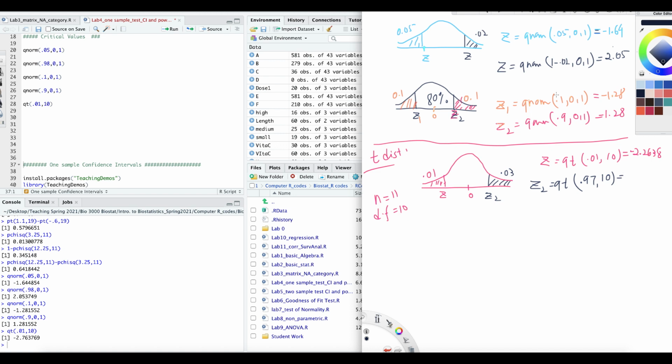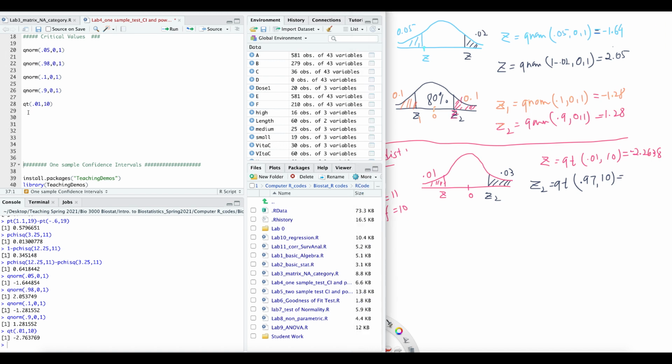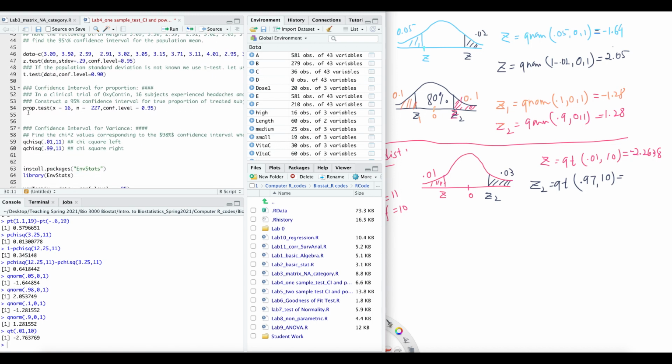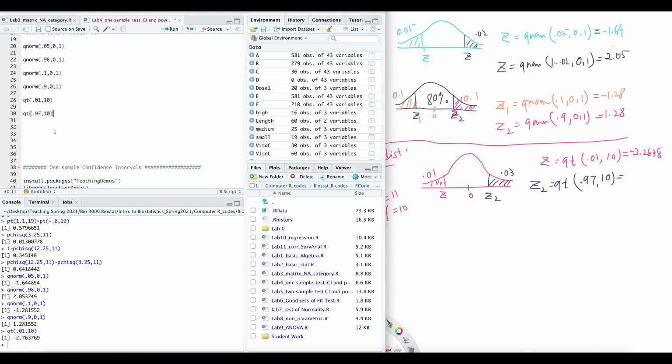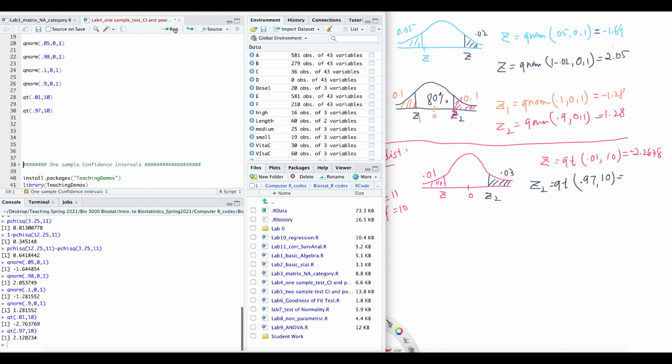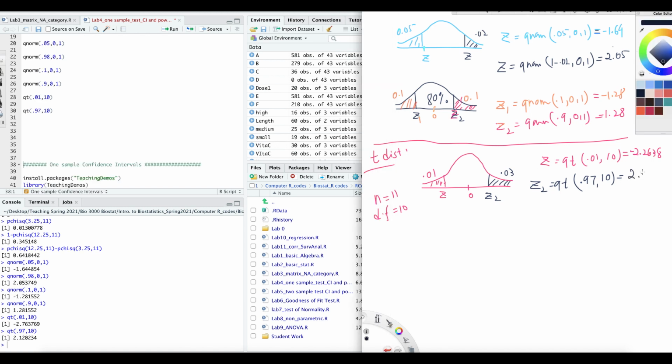So you'll have QT, and then 0.97 and then 10 degrees of freedom. If you run this, you get 2.12. That is the value of 2.12. So this will be negative 2.2638, this will be positive 2.12, and so on. Similarly, if the middle area is given, exactly the same way you can find it out.